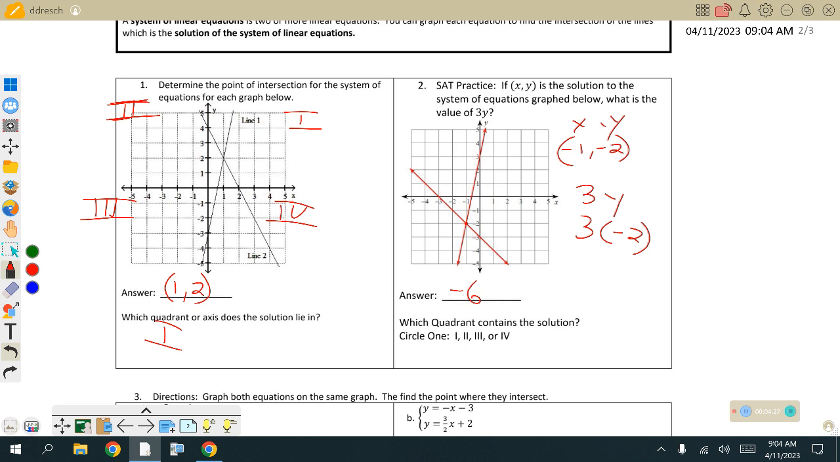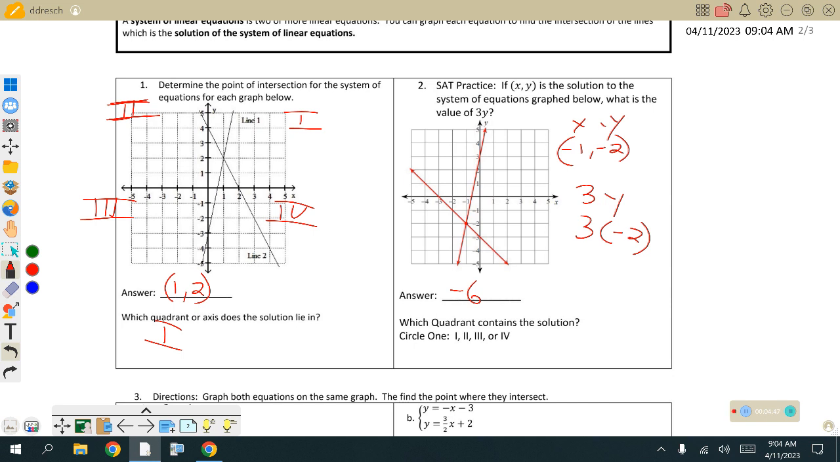Okay, so that's what the SAT likes to do for you, is ask you a question like that, where they go one more step. Not just necessarily what's the ordered pair, but what is this last part right here? What is the value of 3y? What's the value of 2x? What's the value of x plus 5? That's what the SAT likes to do.